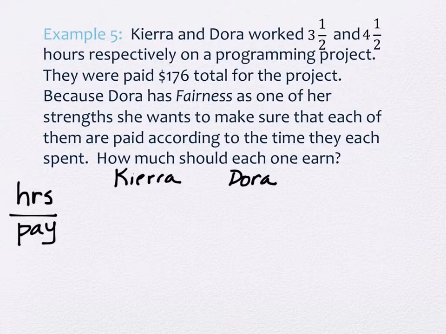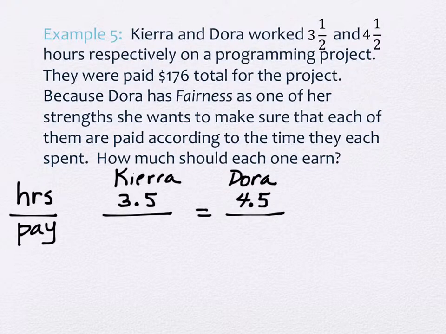Okay, let's see what we know. Do we know how many hours Kierra worked? Yes. We do. What does she work? 3.5. Are you guys okay with me writing 3.5 even though decimals don't exist right now? Okay, fabulous. How many hours did Dora work? 4.5. Fabulous. How much is Kierra paid? We do not know. How about Dora? We do not know. So what are we going to do?